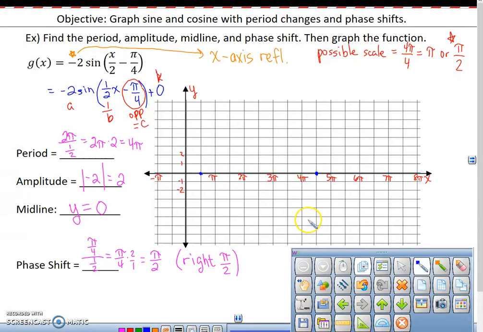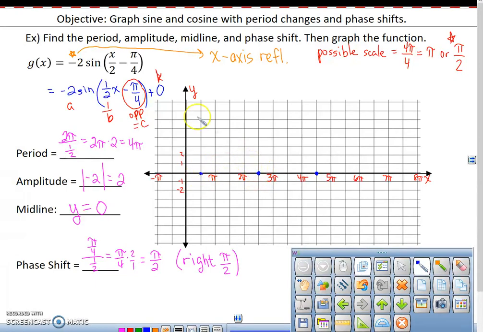All right, what we also need to remember about sine is that halfway between these two midline points, there'll be a third midline point that separates our relative maximum and minimum. Right there. So now, remember, sine from its first midline point moves to a relative maximum. That point would be halfway between these two midline points.